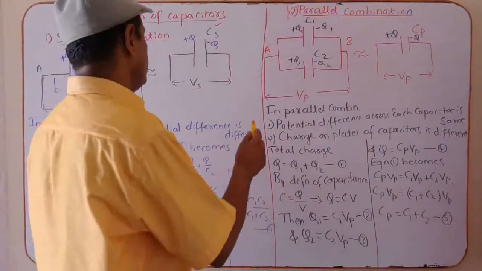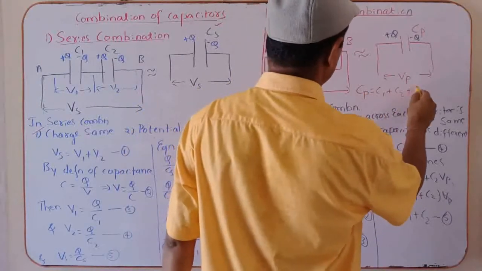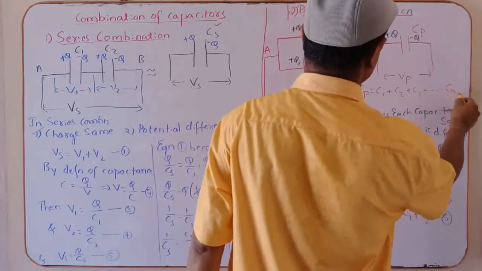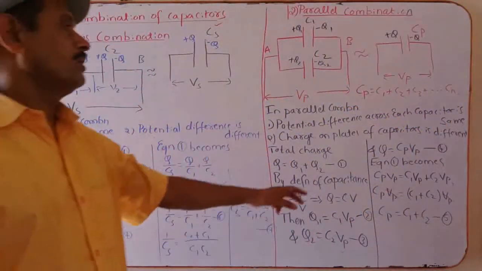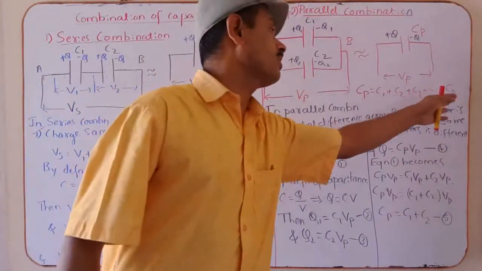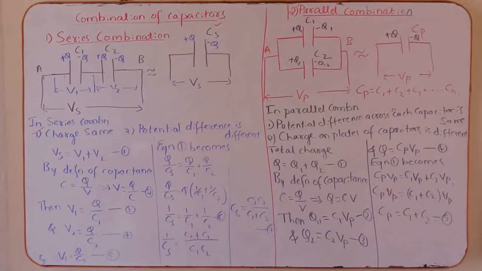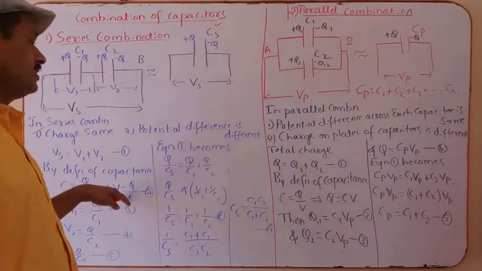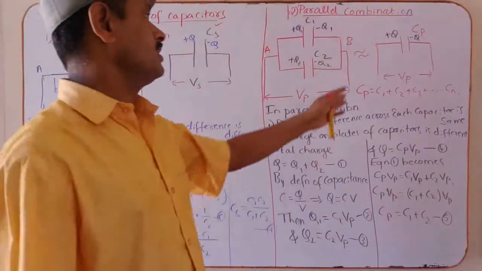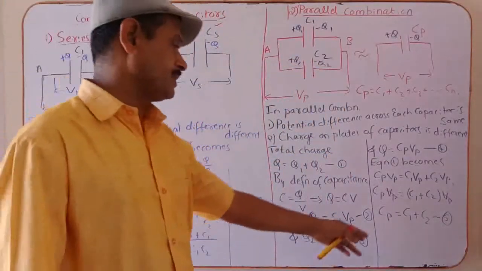If there are more than 2, say 3 capacitors, at that time Cp is equal to C1 plus C2 plus C3 and so on up to Cn. This is for more than 2 capacitors, up to n number of capacitors. This is about the series combination and parallel combination of the capacitors. And one more point to remember here: in the examination, the series combination is asked for 3 marks, and the parallel combination is also asked for 3 marks. You obtain the expression for this one.